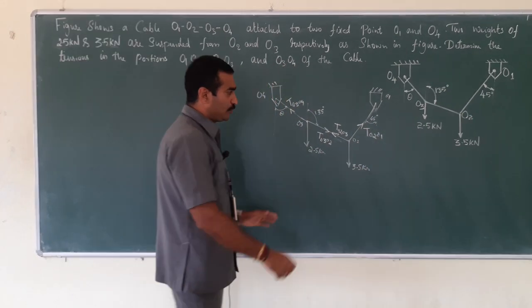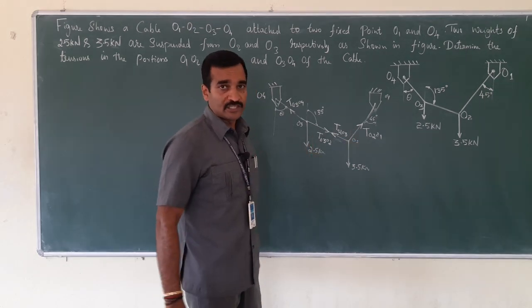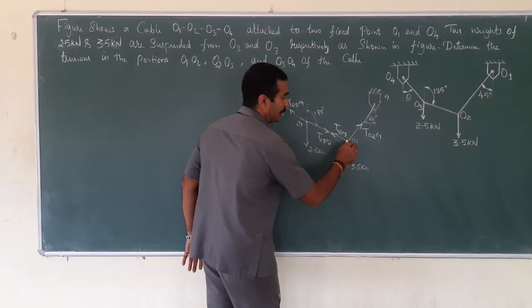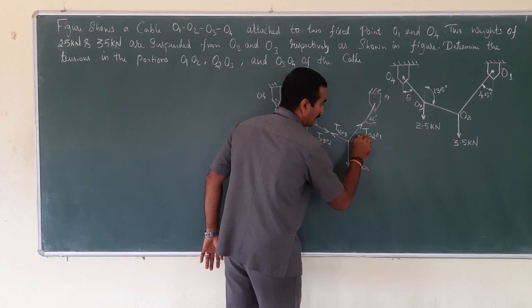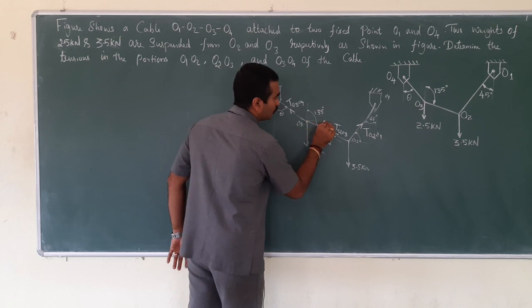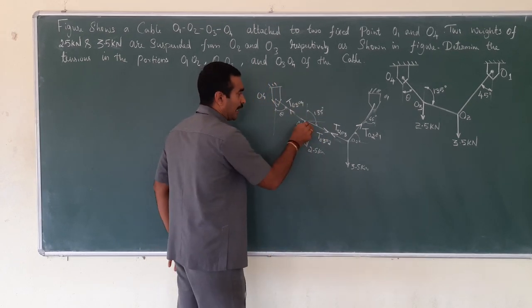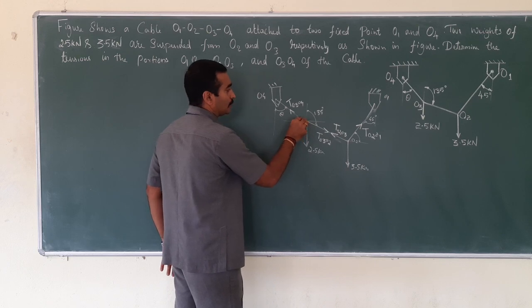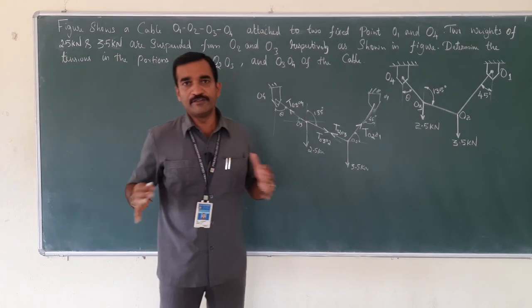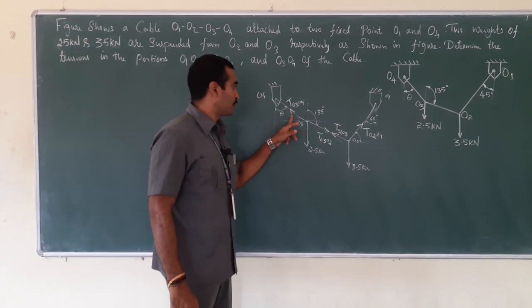Got it? But we need to know the angle correspondence with the horizontal. Right? So, I need to know this angle, I need to know this angle. Similarly, for this, I need to know this angle. For this, I need to know this angle. Because everything should be with the horizontal. Let me just start from here.